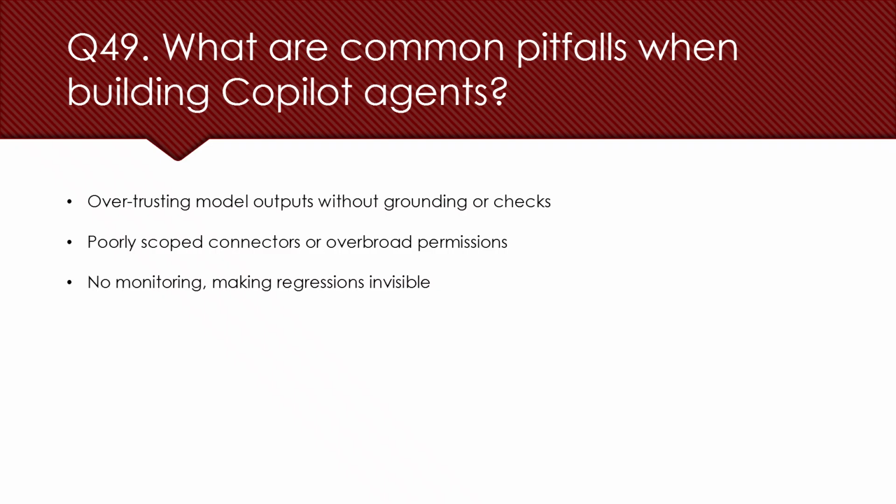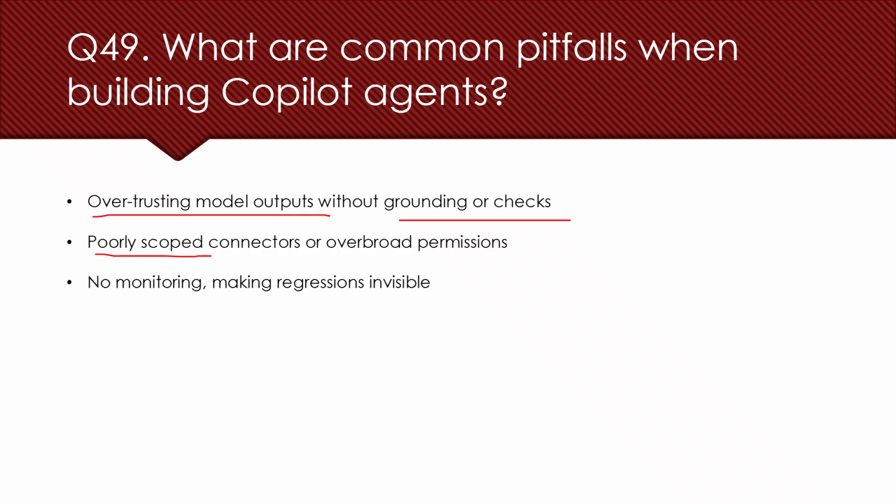We are down to the last two questions. Question number 49. What are common pitfalls when building Copilot agents? This is very important to understand. First and foremost, over-trusting model outputs without grounding or checks. If you are over-trusting your model, like whatever answer it is giving is 100% working and truthful, you may fall into a pitfall.